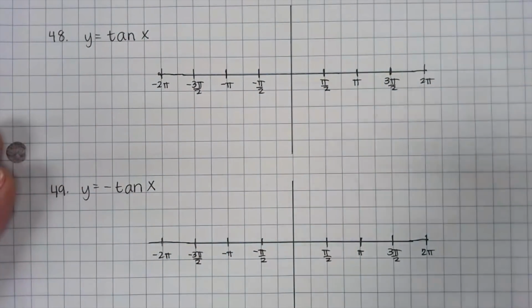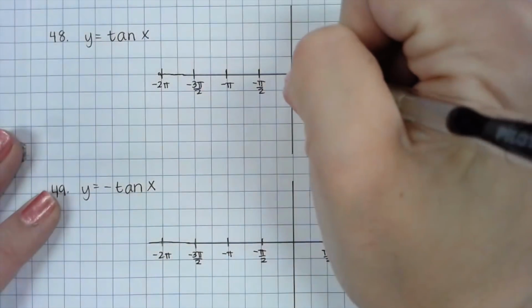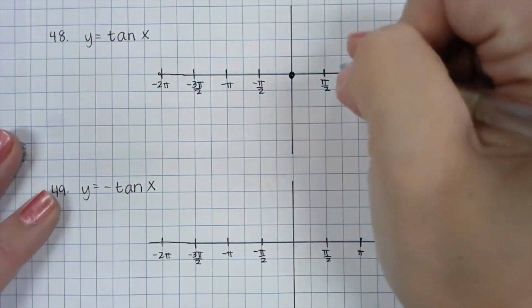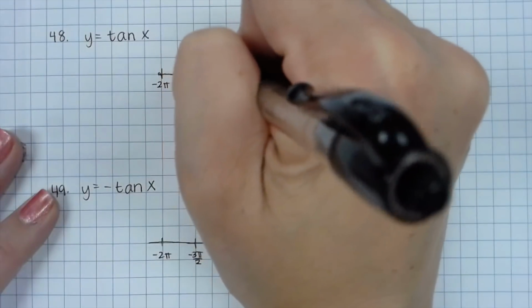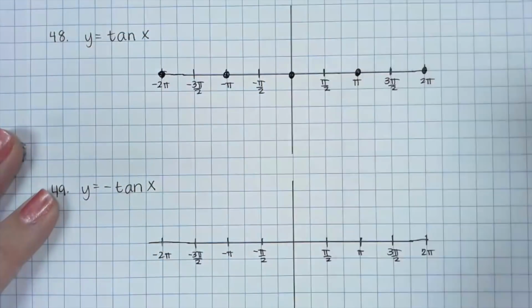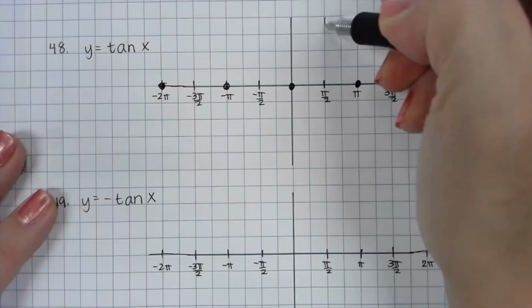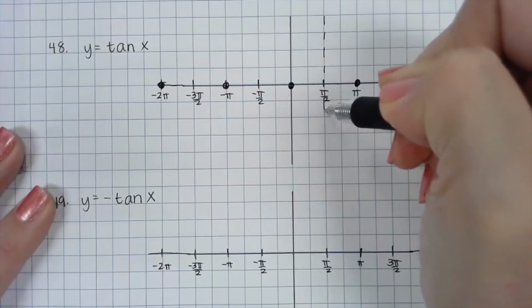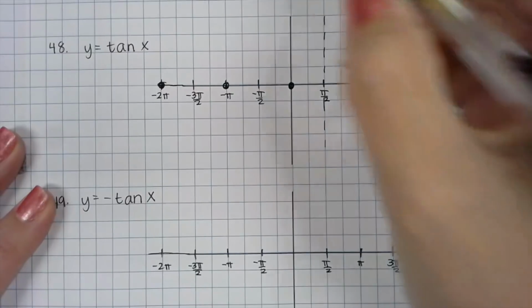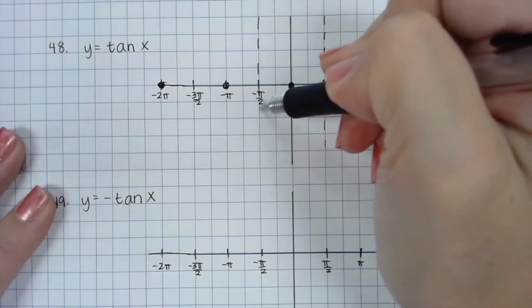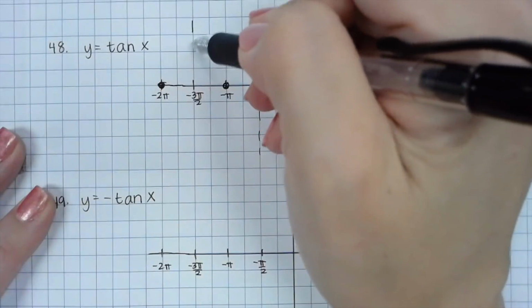So for question 48 and for question 49, tangent has zeros at 0, at pi, and at 2 pi, and then also at negative pi and at negative 2 pi radians. Tangent is undefined, so there are vertical asymptotes located at the pi over 2's. And so these are the places where tangent is not defined or does not exist.